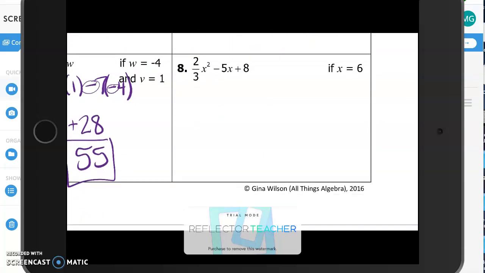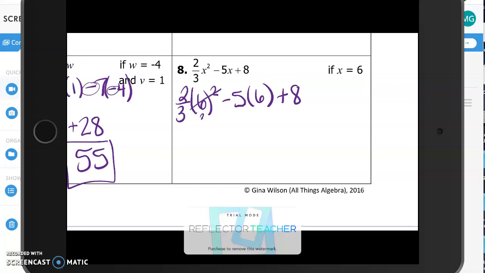Number 8. 2/3 times 6 squared minus 5 times 6 plus 8. So we need to do 6 squared, which is 36, and then 2/3 times 36 gives me 24. Bring down the minus sign. 5 times 6 is 30, plus 8. So 24 minus 30 plus 8 gives me 2.